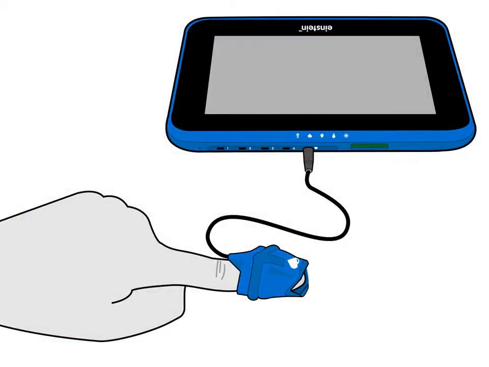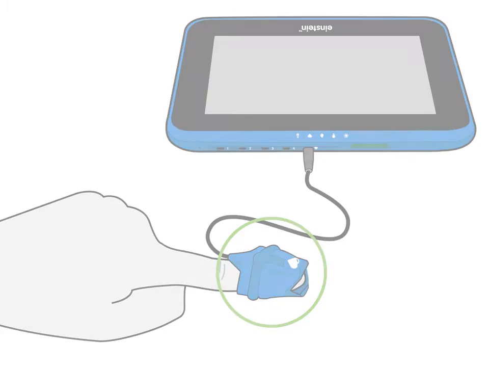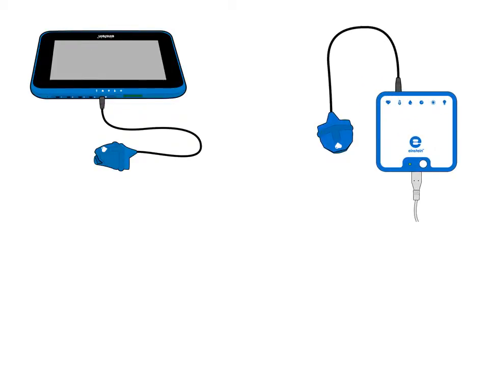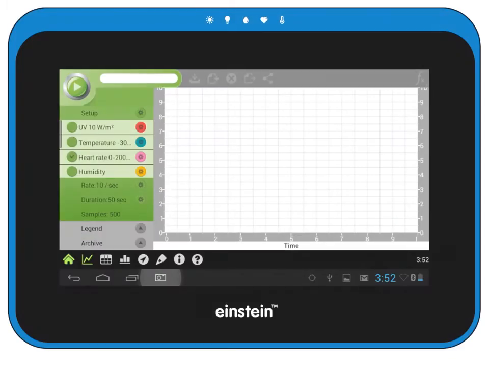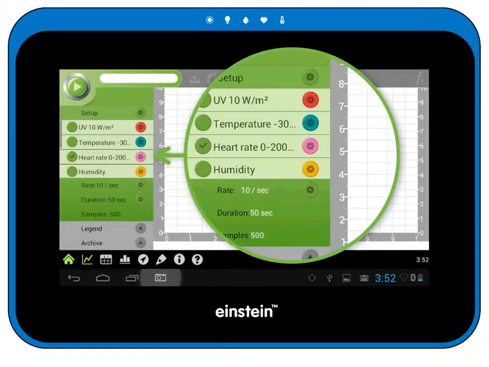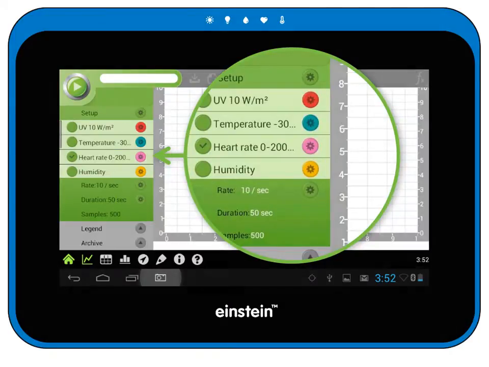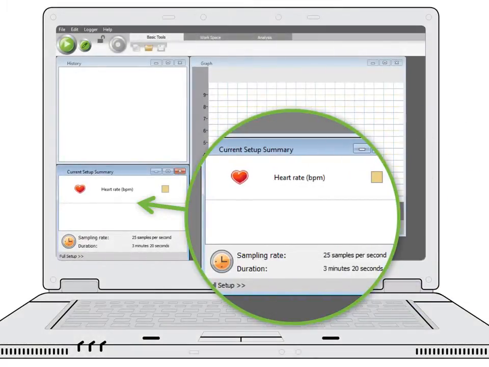In this tutorial, we'll be talking about the heart rate sensor. The Einstein heart rate sensor accurately measures heart rate through use of a finger clip. The finger clip is plugged into the Einstein Tablet Plus or LabMate Plus via the heart rate sensor port or an external heart rate sensor. Select the heart rate sensor from either the MyLab or MultiLab programs.